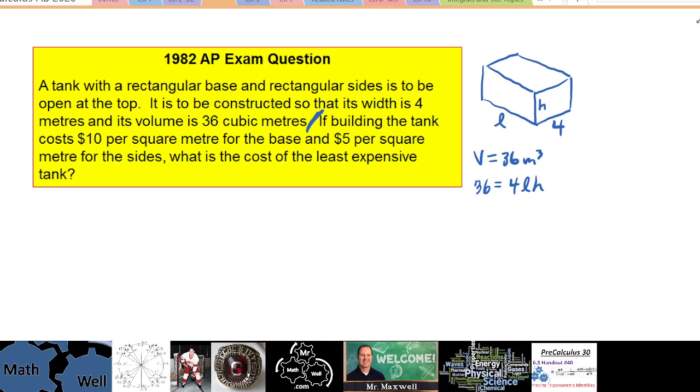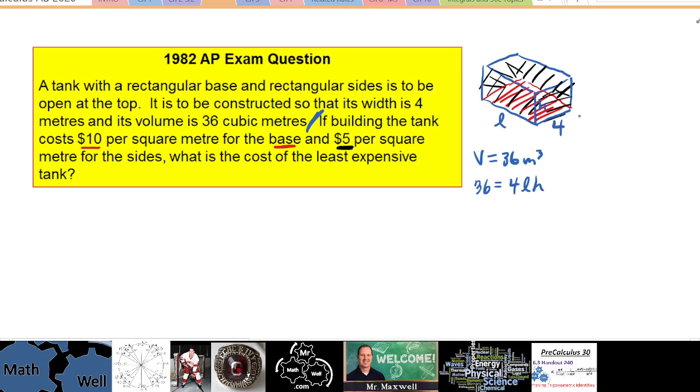That's a very, very good thought. The wrinkle is this, is that the base and the sides are not worth the same. There's a different cost involved there, right? It's $10 per square meter for the base. So this is $10 per square meter, and the sides are only 5. So let's use black here, okay? The sides right here are only 5. So the sides are cheaper than the base.